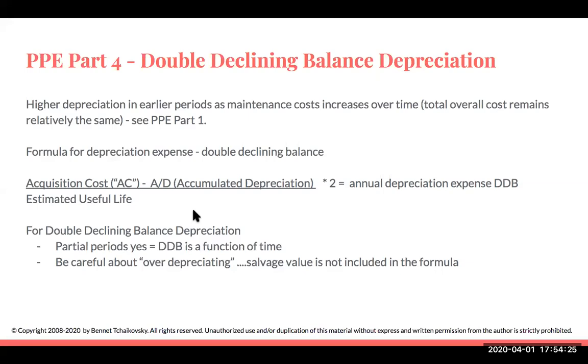Therefore, we have to be very, very careful that our net book value, or our property, plant, and equipment, less our accumulated depreciation on equipment, which gives me my net book value, is always greater than salvage value. And I can never depreciate below salvage value.